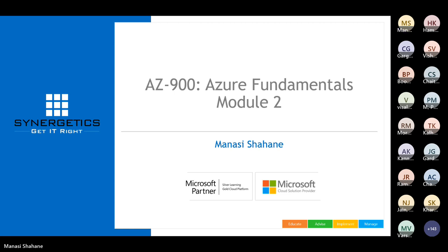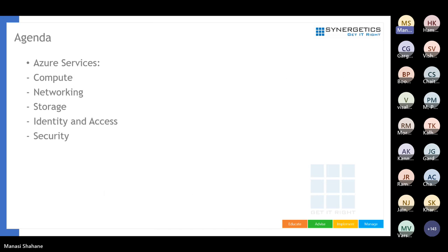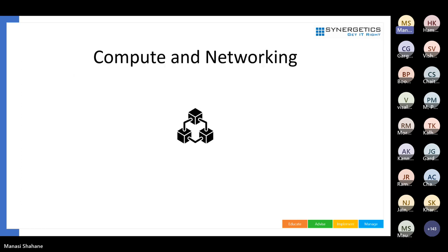Now coming to module two. Module two talks about the different services or resources that are there in Azure. If you want to work with compute, what kind of services are there? If you want to work with networking, what kind of services are there? If you want to work with storage, identity and access, and security. That's why I told you all, hold on to your questions. I'll cover them in module two. So let's start with the compute and networking services in Azure.